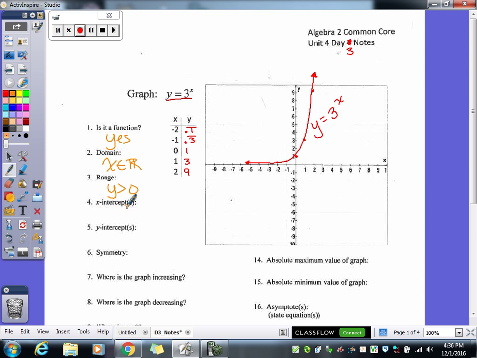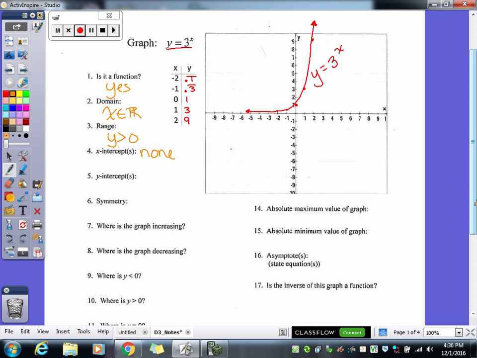Since it never actually touches or crosses the x-axis, we don't have any x-intercepts. Now you have to be careful. You don't want to say 0, because then you're saying when x is 0 is an x-intercept, but it's not. So we have to say none. There aren't any x-intercepts. Our y-intercept is at 1.